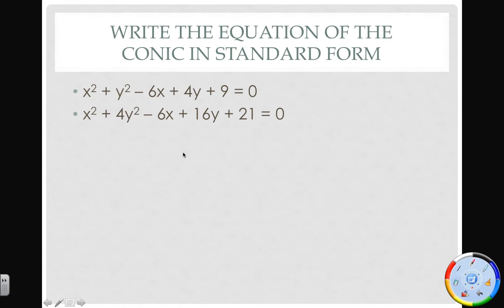All right, so another big, ugly looking thing, right? So first step. Let me get rid of that 1 there. X squared minus 6x plus blank plus 4y squared plus 16y plus blank equals negative 21.